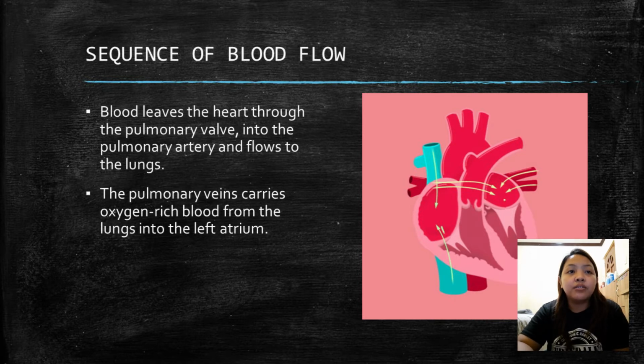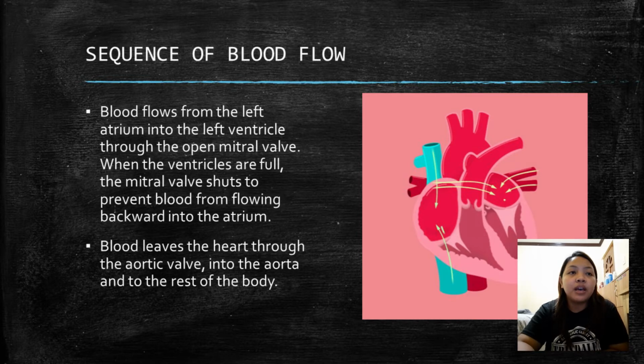Blood leaves the heart through the pulmonary valve into the pulmonary artery and flows to the lungs. The pulmonary veins carry oxygen-rich blood from the lungs into the left atrium. The blood flows from the left atrium into the left ventricle through the mitral valve. When the ventricles are full, the mitral valve shuts to prevent blood from flowing backward into the atrium. Then blood leaves the heart through the aortic valve into the aorta and to the rest of the body.